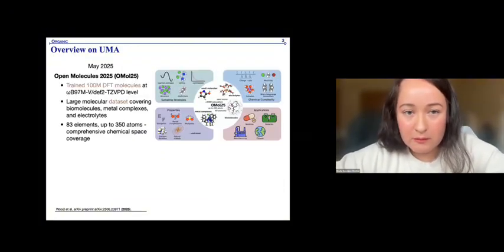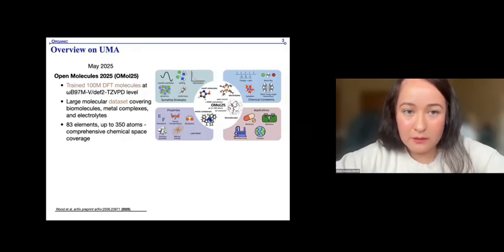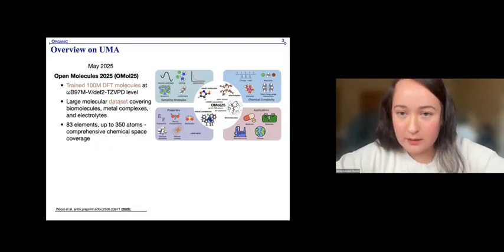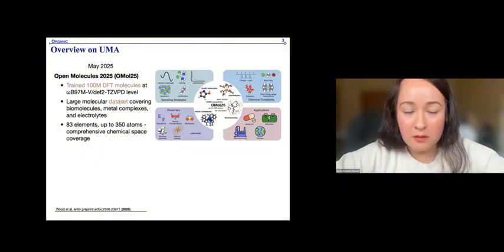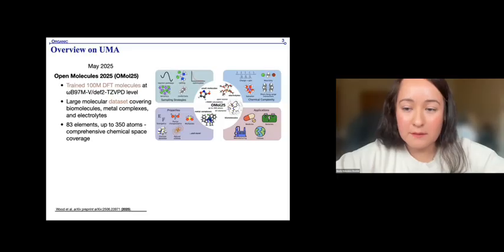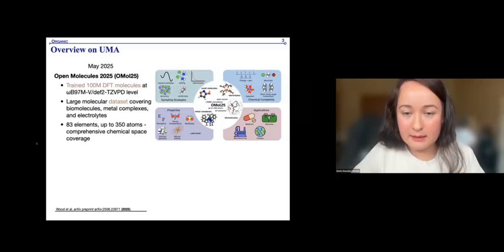Before UMA was released, earlier this year, Meta released Open Molecules 2025, also known as OMol25. This is a large molecular data set that covers biomolecules, metal complexes, and electrolytes. It was trained on 100 million DFT molecules at a fairly high level of DFT theory, and it covers 83 elements with up to 350 atoms. So it's a very comprehensive chemical space coverage and data set.